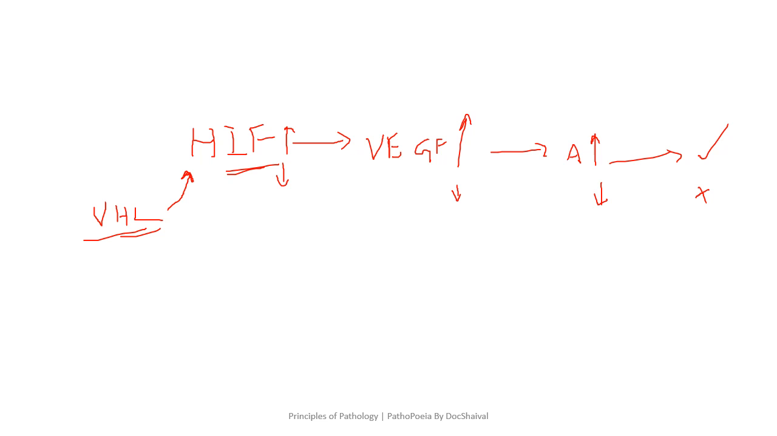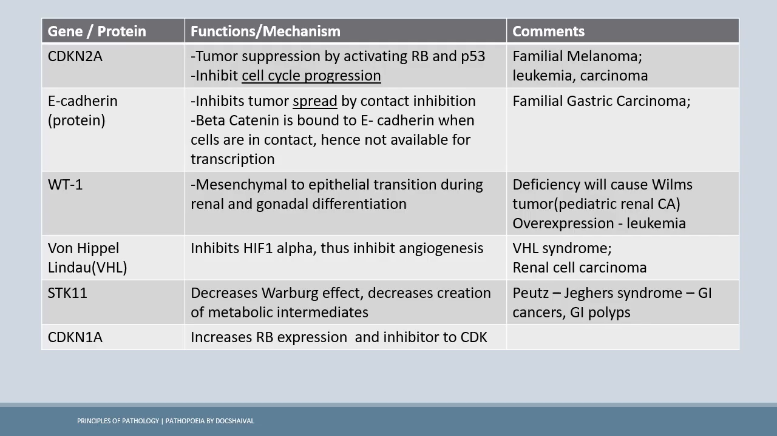Okay, so let us go back to the table now. So VHL gene, von Hippel-Lindau gene, what it normally does is that it inhibits the HIF-1 alpha, and that would inhibit the angiogenesis. Now, what is VHL syndrome? Mainly in the VHL syndrome, we have increased tendency of renal cell carcinoma, but apart from that, we also have cerebellar hemangioblastoma, retinal angioma, and pheochromocytoma that are seen in some cases.